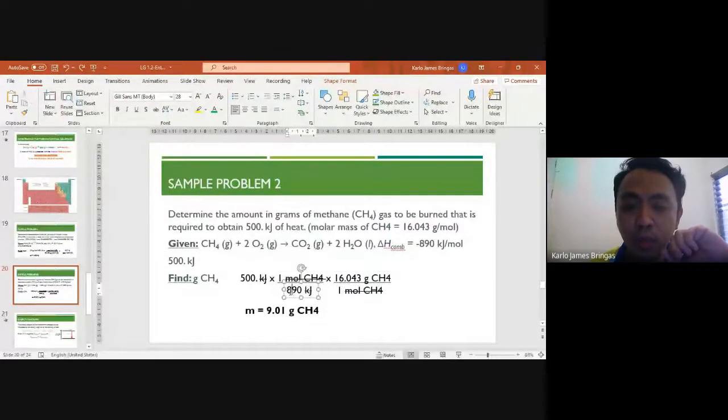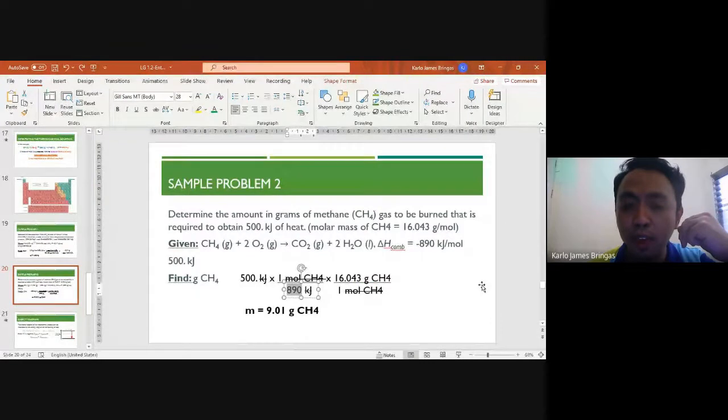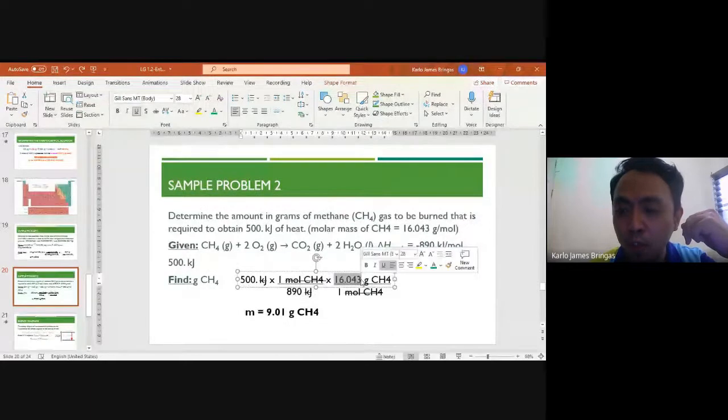890 kilojoules. So this one is a little bit ambiguous. It possibly has 2 or 3 significant figures. Let's say, for the sake of argument, that there are 3 significant figures. And 16.043. So can you please tell me how many significant figures there are for this one?